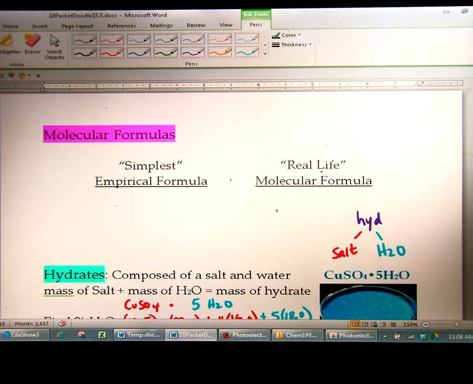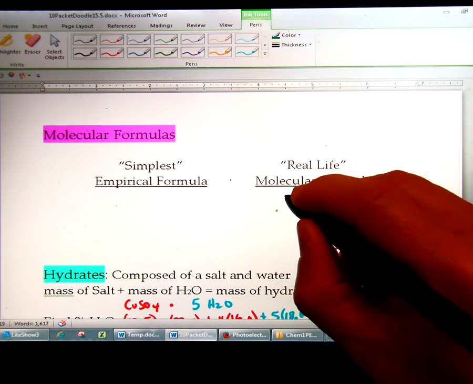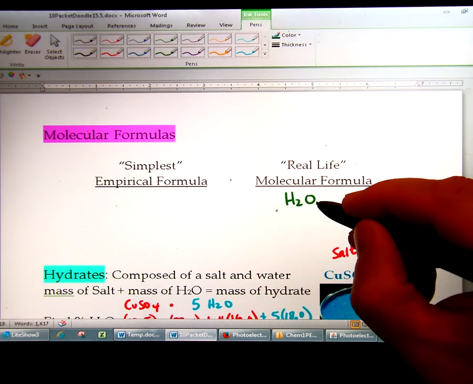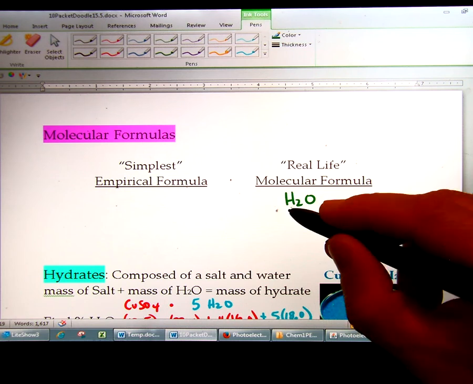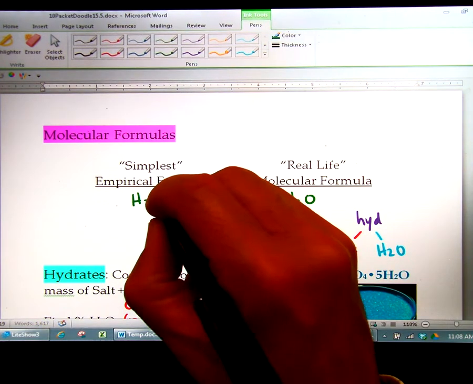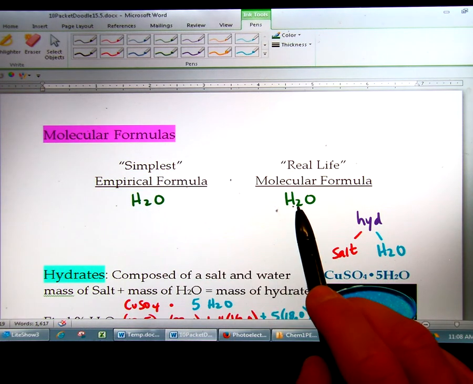For instance, if I say, what is the real life formula of water, you're going to say H2O. It's a simple ratio of 2 to 1. You cannot simplify a 2 to 1 ratio at all. So that means that it is also the empirical formula of water. So water has the same empirical formula and molecular formula.